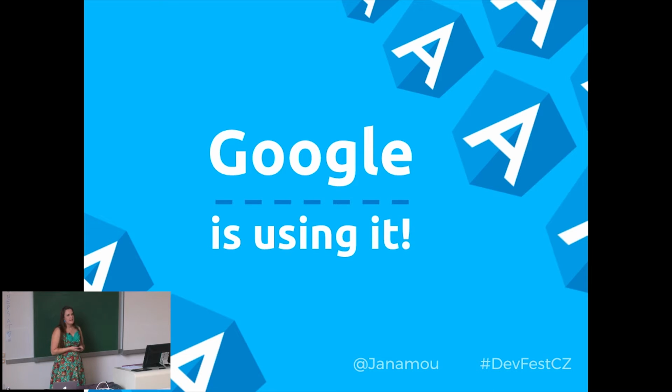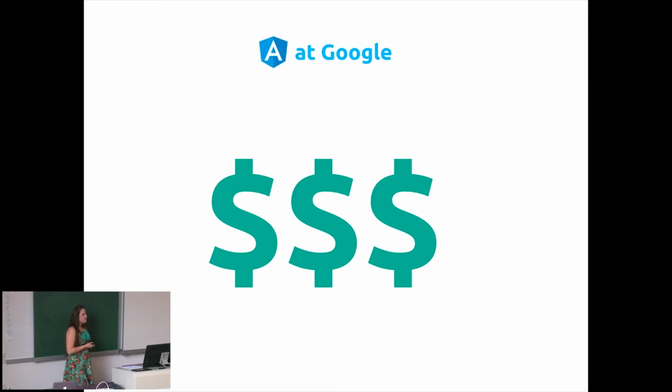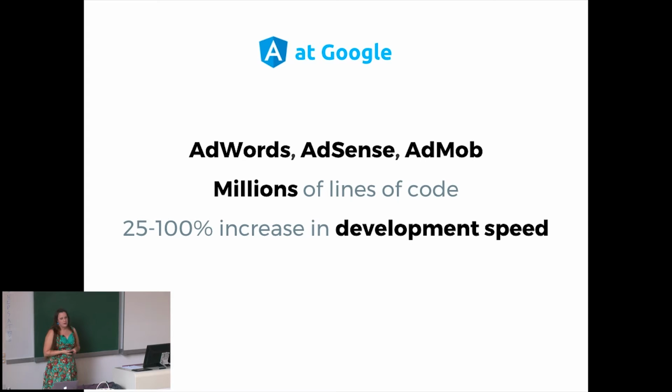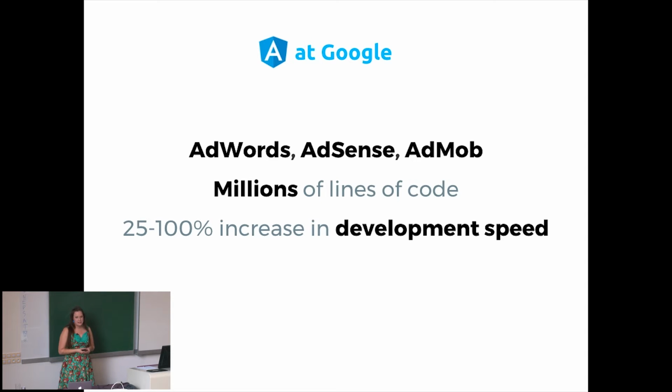The thing is that Google is very much using it. They are using Angular with Dart so much that there are billions of dollars flowing through the apps written in AngularDart at Google. So yeah, this is the reason why you should care. They are using AngularDart for apps like AdWords, AdSense, AdMob. I think you've already heard about this. There are millions of lines of code in Dart, and they also have a very big increase in productivity while writing Dart, which is true for me because I'm a very productive developer while writing Dart code.